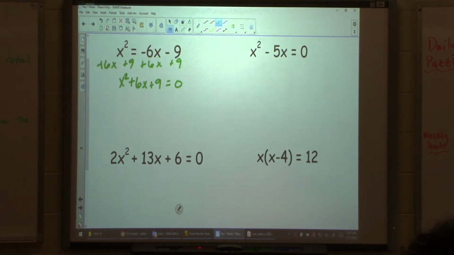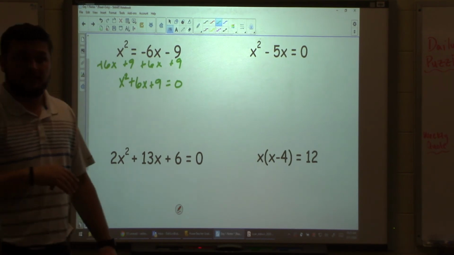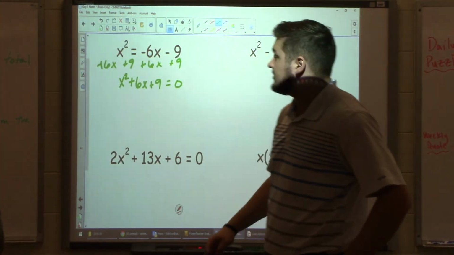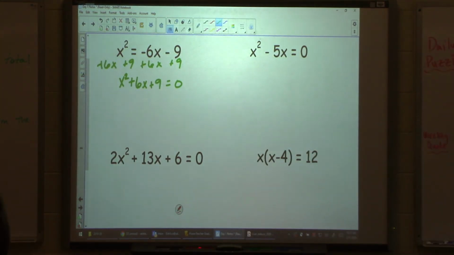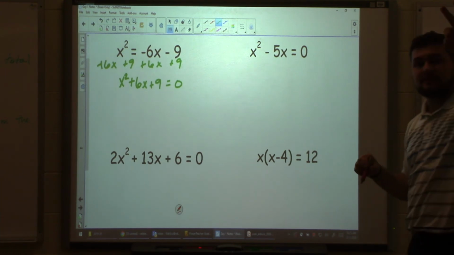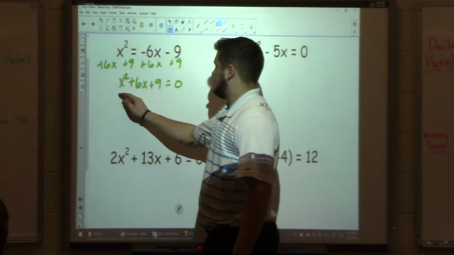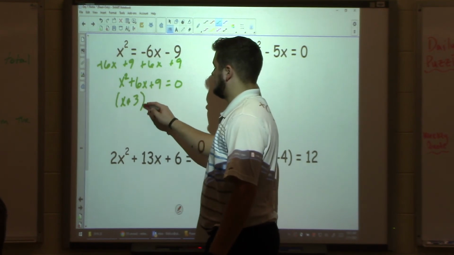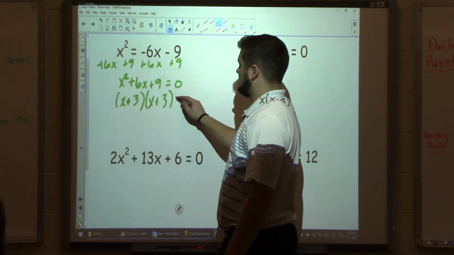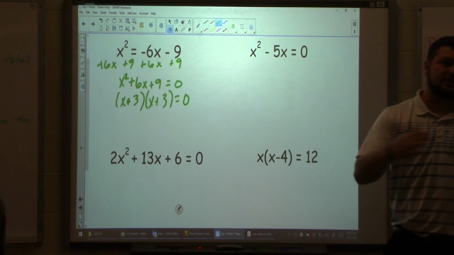Not least common denominator. That was if we had fractions. So we're in standard form, and we have it equal to 0. Factor it, right? Let's factor it. What multiplies to 9 and adds to 6? 3 and 3. So we factor it: x plus 3, x plus 3.